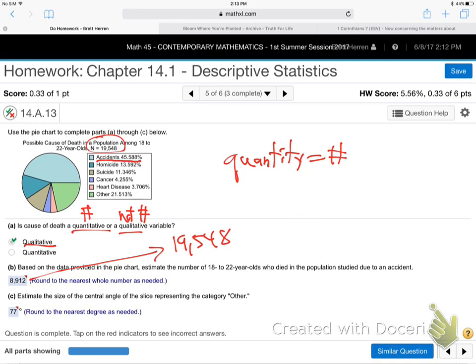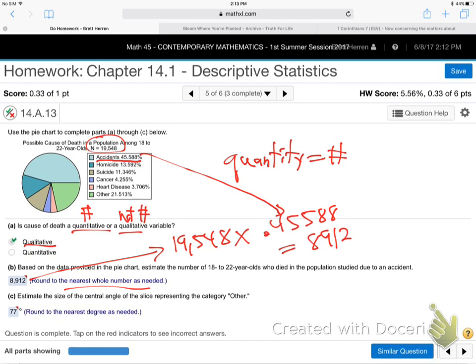Is everybody catching that? N means the total number of people in the study. Whenever they give you an N, pretty much in this chapter, that's the total number of people in the study they're looking at. So 19,000 whatever people total times the accident percentage. But you got to make it a decimal, 0.45. Did I get that right? Yeah. And hit that, and I guess that's 8912 rounded to the nearest whole number. Does that make sense for everybody?